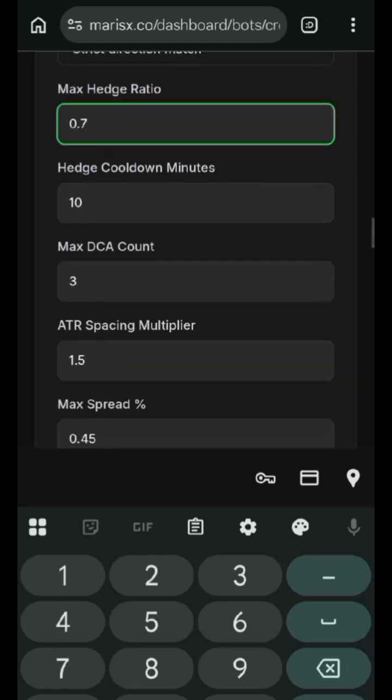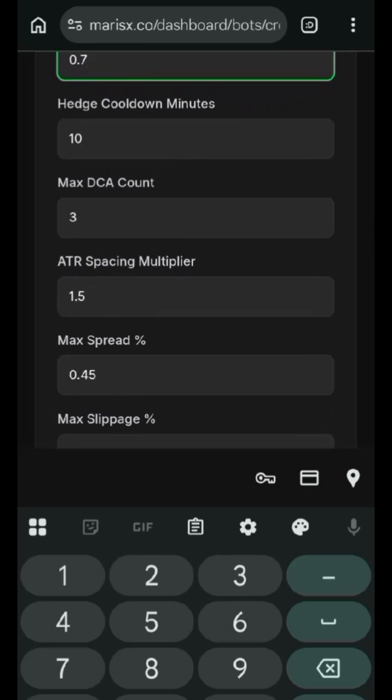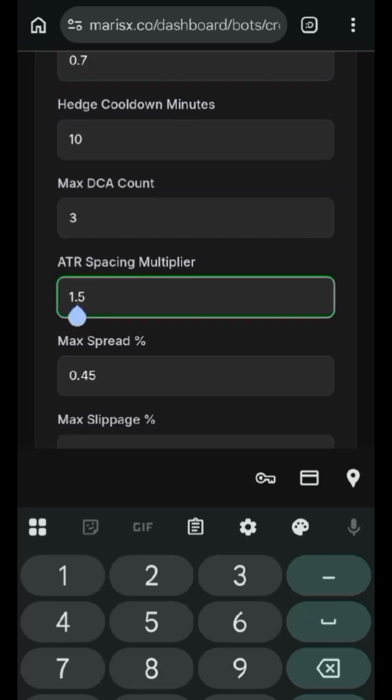And then ATR spacing multiplier, how do you want the bot to multiply the DCA margin? Like how many percentage do you want the trade to drop before the bot can apply DCA? Sometimes the market will be very volatile and the candle may go very far, all right, before the market will begin to go in your direction. So for sustainability, I will recommend 2.5, all right.